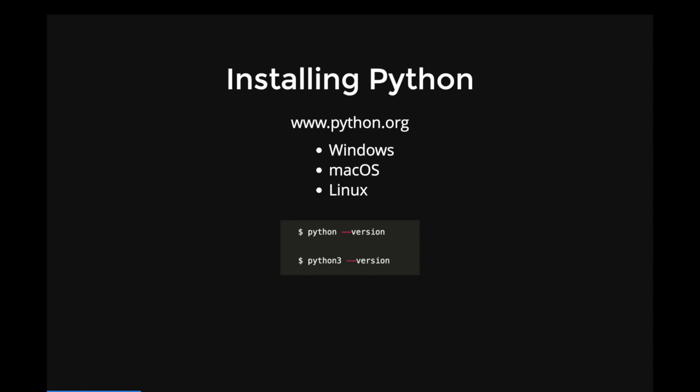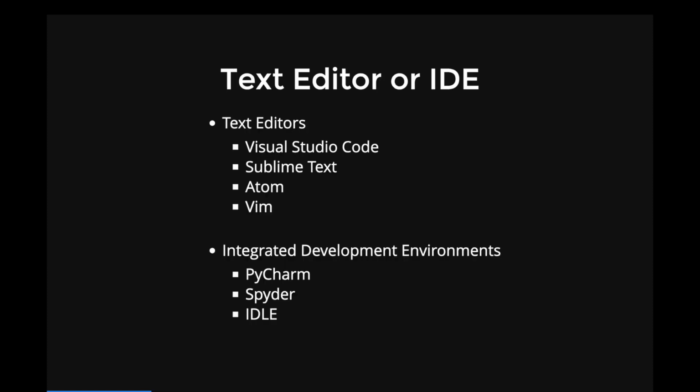Once Python is installed, you can verify the installation by opening a command prompt or terminal and typing python --version or python3 --version to check the Python version installed on your system. Second step is choosing a text editor or IDE.